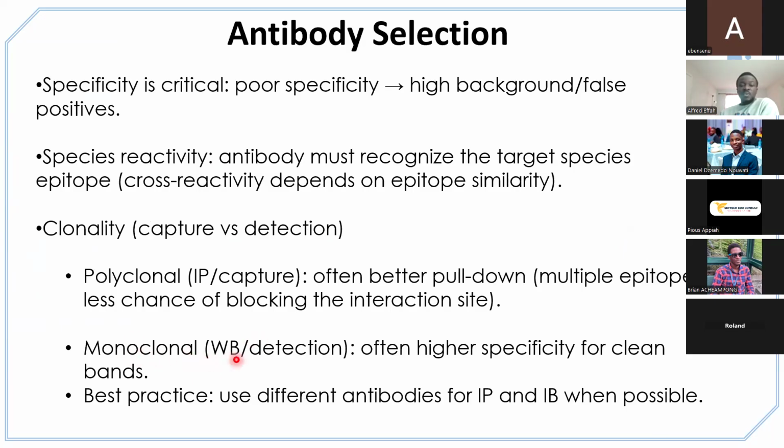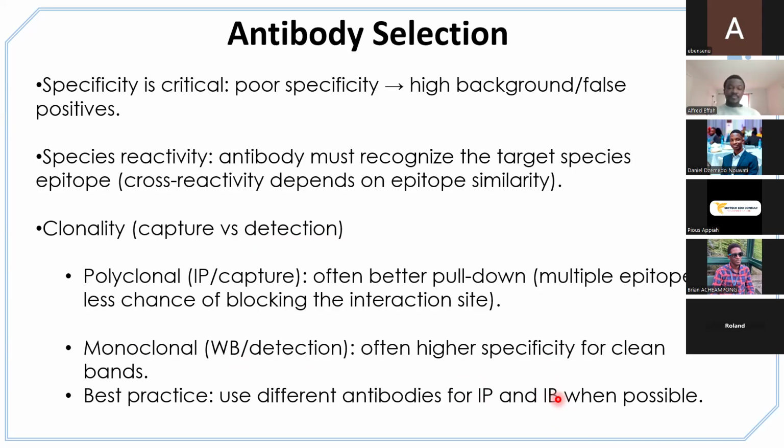Now, in the Western blot, in the end, where we want to detect whether X is present or not, we want it to be highly specific. And so over here, it's okay to go with a monoclonal antibody. So best practice, you can use different antibodies: for the capture aspect, which is the immunoprecipitation, where we develop antibodies against protein A, you can use polyclonal. Where you want to detect protein X, you can use a monoclonal antibody.